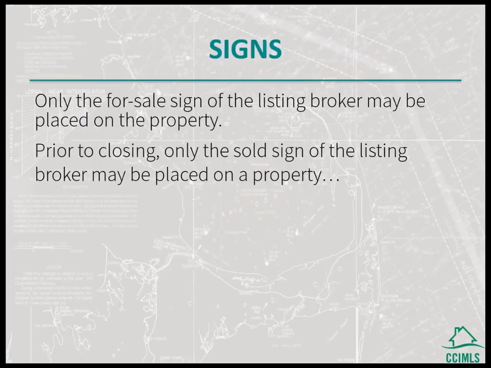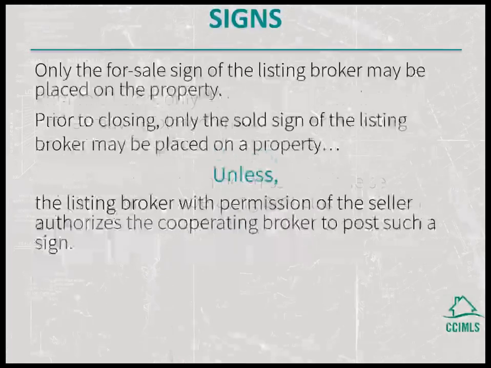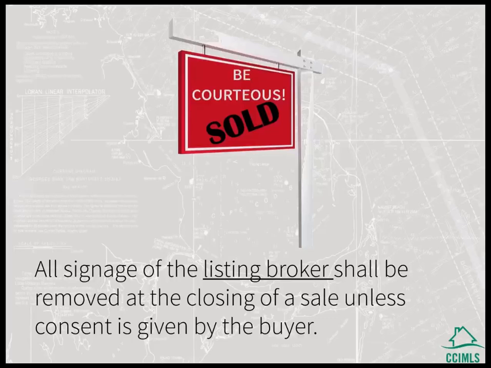Signs. Only the for sale sign of the listing broker may be placed on the property. Prior to closing, only the sold sign of the listing broker may be placed on a property, unless the listing broker, with permission of the seller, authorizes the cooperating broker to post such a sign. All signage of the listing broker shall be removed at the closing of the sale unless consent is given by the buyer.